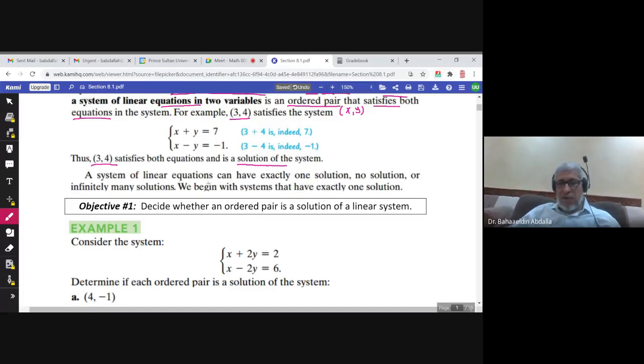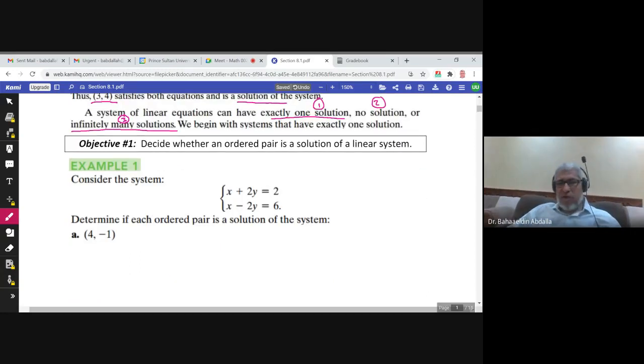A system of linear equations can have exactly one solution, like this system, 3 and 4. No solution, where the solution set could be phi, or infinitely many solutions. So there are 3 cases for any linear system. It could have one solution, no solution, or infinitely many solutions. We will study all of these 3 types here in this section.